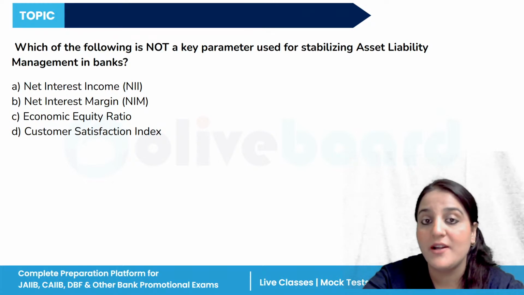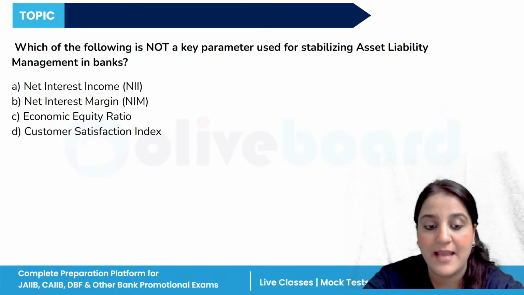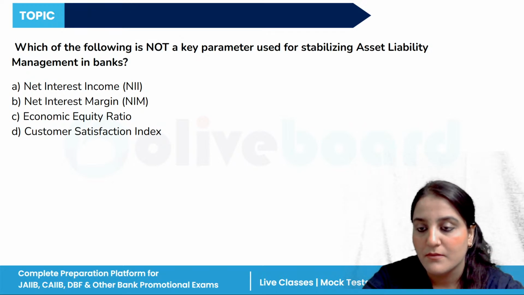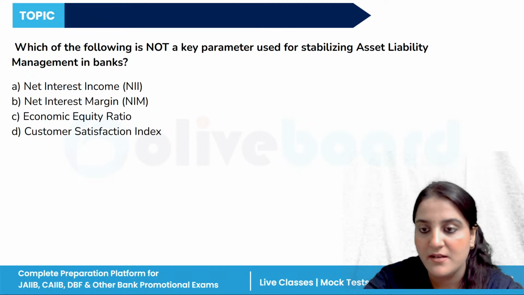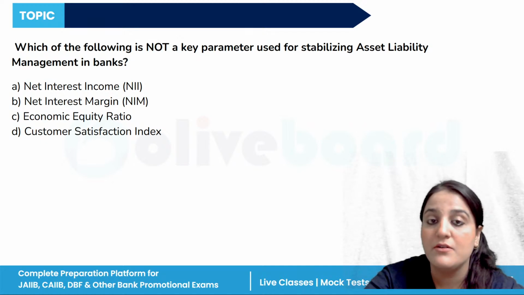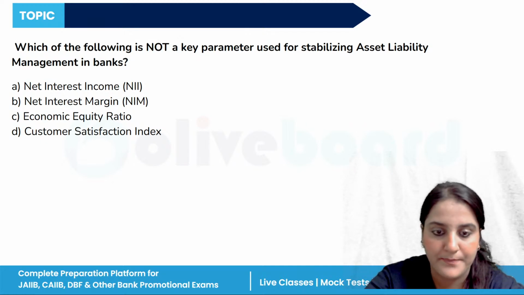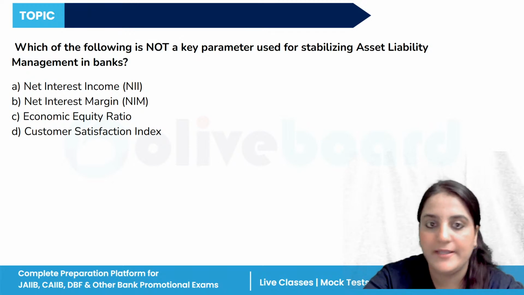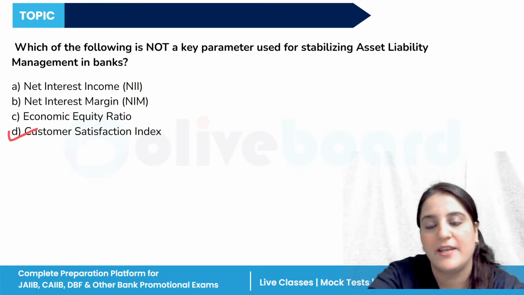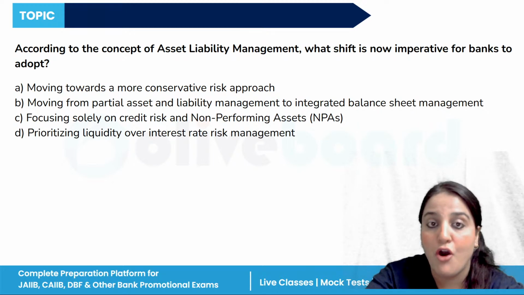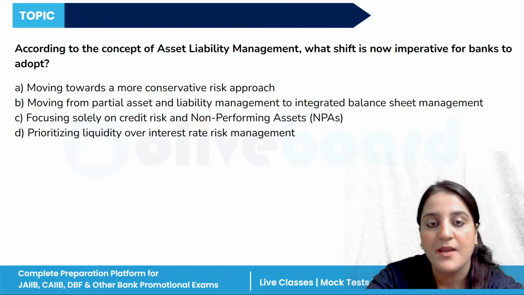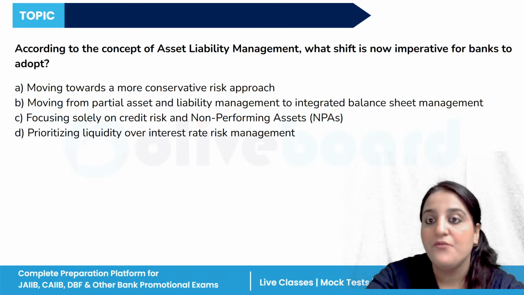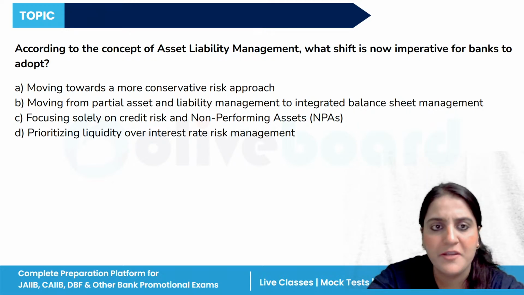Which of the following is not a key parameter used for stabilizing asset liability management in the banks? B. Yes, correct. Yogesh sir, Athar sir, correct. B answer is correct. Now, in this case, yeah, very good. Option D. Very good, everyone. Option D is the correct answer. Clear. Now, tell me, according to the concept of ALM, that's why I told the concept here, what shift is now imperative for the banks to adopt?